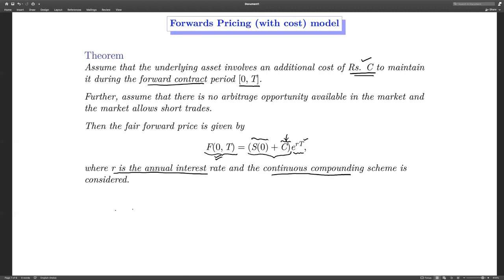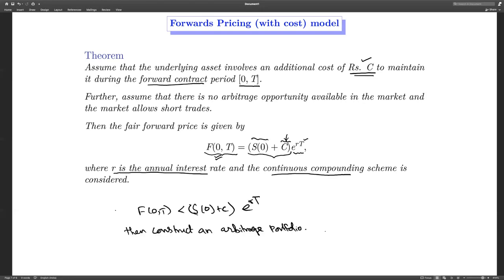So how will you prove this? You just assume that F of 0 comma T is less than (S of 0 plus C) into e to the power of RT, and then construct a portfolio which is an arbitrage portfolio. How will you do it? You can borrow now the money S of 0 plus C with the continuous compounding interest rate R per annum, and at the same time you buy the underlying asset from the spot market and also issue a short forward contract for the strike price F of 0 comma T.